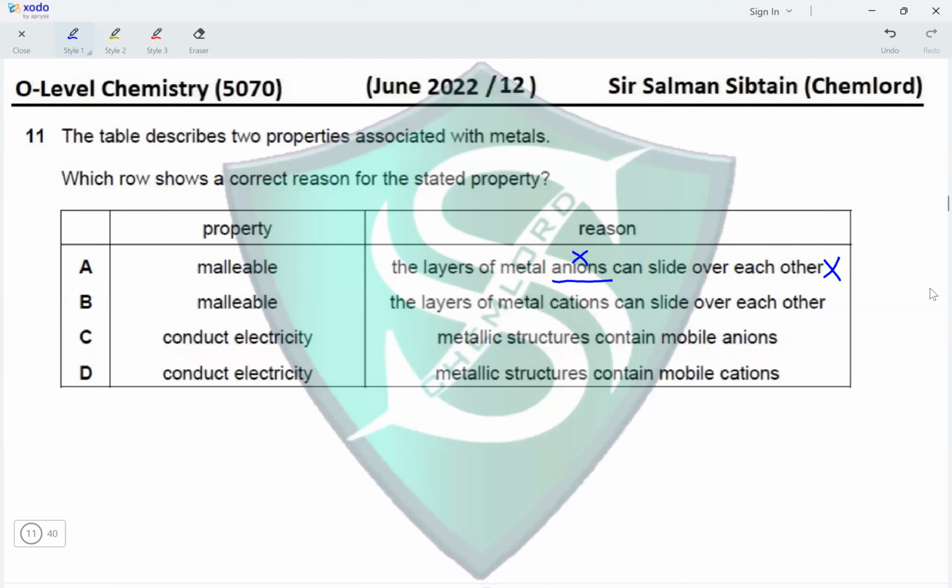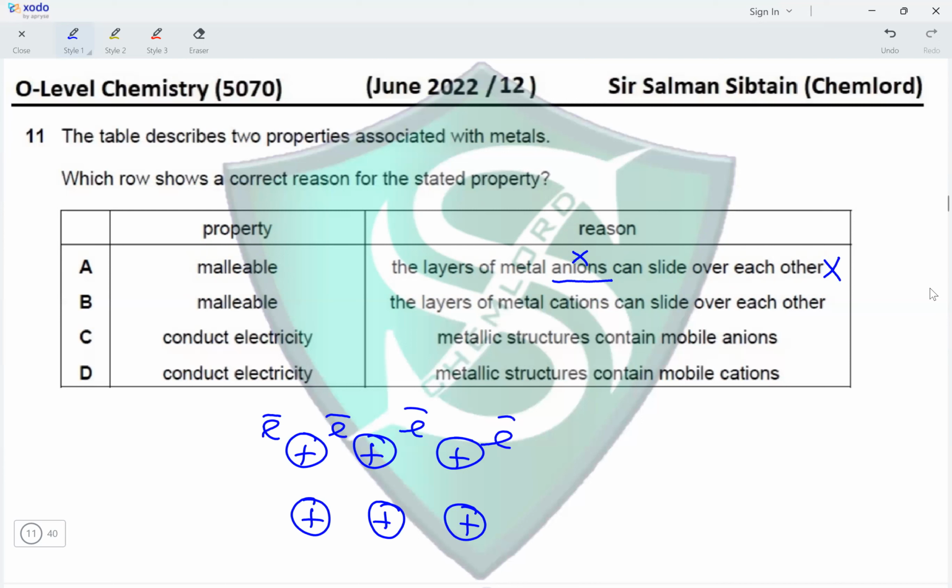Yes, in the metallic lattice, you have cations, which are the nuclei of the metal surrounded by delocalized electrons. So this is the metallic lattice that I have just shown over here. So we have layers of cations that slide over each other. So option B is correct here.